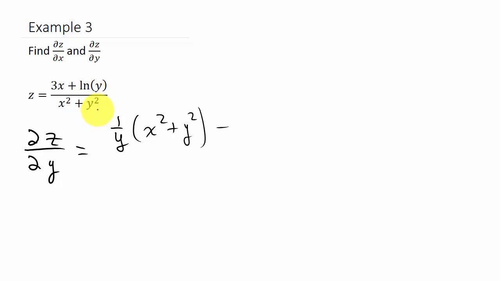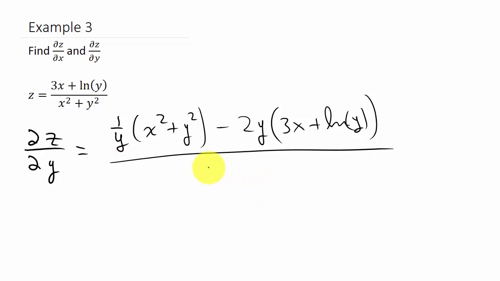minus the derivative of the denominator. The derivative of x squared, remember x is a constant, so that's 0, and then the derivative of y squared, that's 2y, times 3x plus natural log y, and that's all over the denominator squared. That should have been an x.